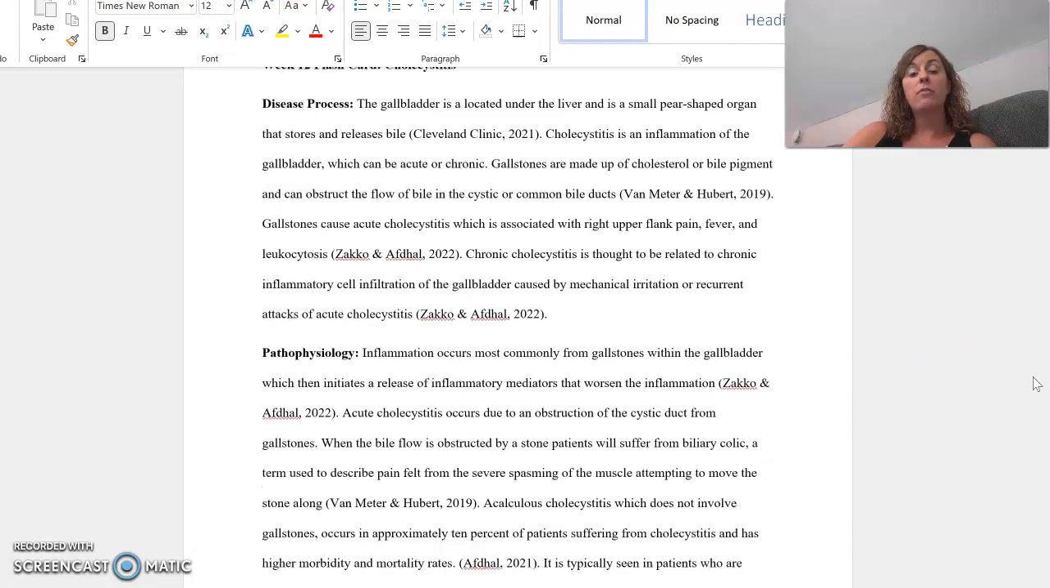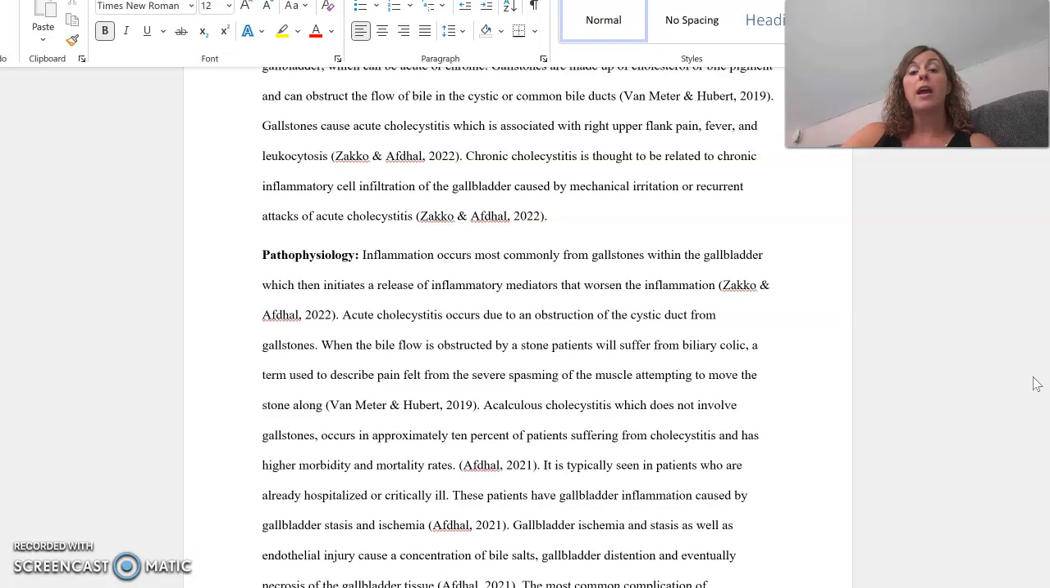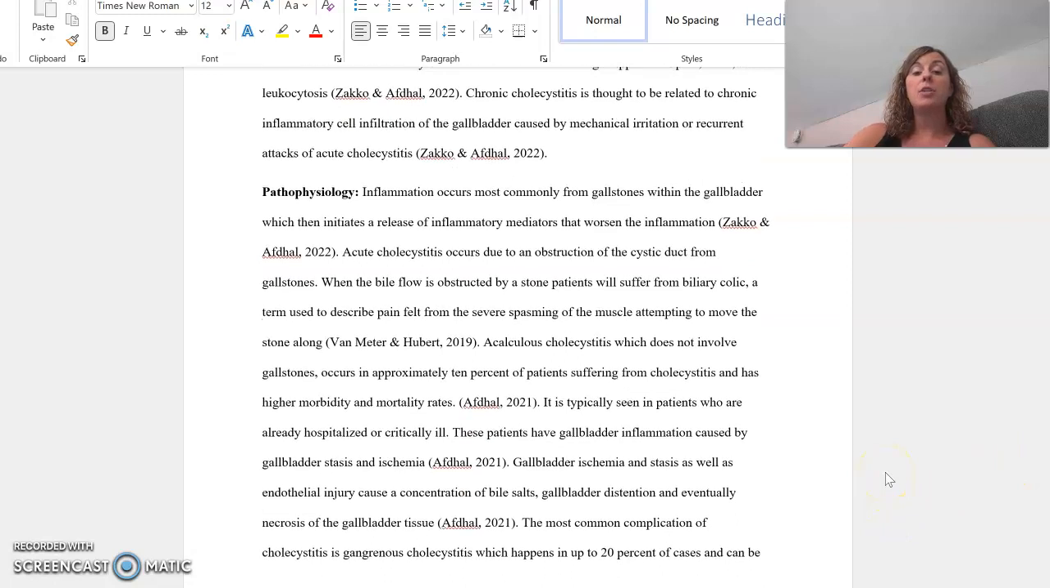The pathophysiology involved includes inflammation that occurs most commonly from gallstones within the gallbladder, and this inflammation releases inflammatory mediators that then worsen the inflammation. Acute cholecystitis occurs due to the obstruction of the cystic duct, and again, that's from gallstones. The gallstones obstruct the flow of bile, and patients will suffer from biliary colic, which is a term that's used to describe the pain that's felt from the gallbladder muscle severely spasming as it attempts to move the stones along in the digestion. Acalculous cholecystitis does not involve gallstones.